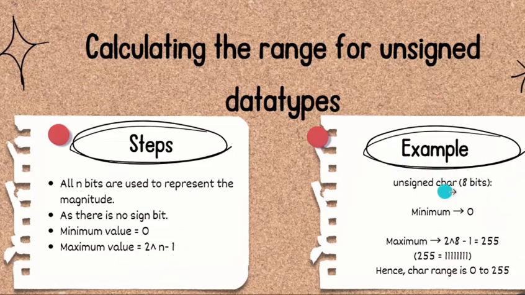So I'm taking the same data type character, but I am prefixing it with unsigned. For unsigned character, we have 8 bits. So the minimum is 0. The maximum is 2 power n minus 1, that is 2 power 8 minus 1, which is equal to 255. The binary value of 255 is 1111 1111. Hence the range for unsigned character is 0 to 255.